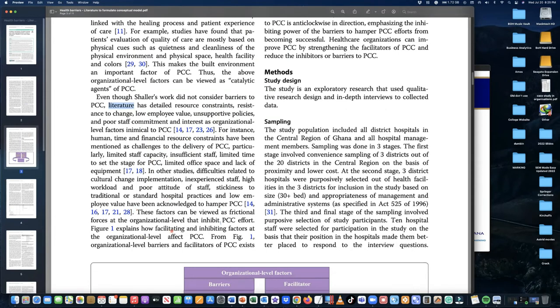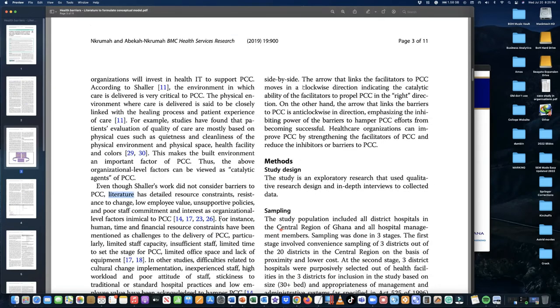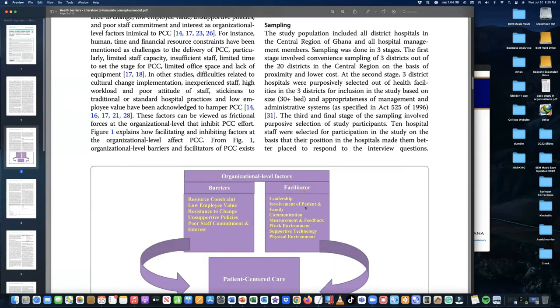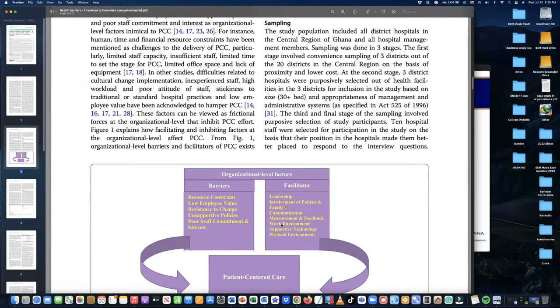figure 1 explains how facilitating and inhibiting factors at the organizational level affect the PCC. From figure one, organization level barriers and facilitators of PCC exist side by side. The arrow that links the facilitator to PCC moves in the clockwise direction, indicating the catalytic ability of facilitators to propel PCC in the right direction. What's he trying to say? Because this one has leadership and the higher organizational value, these are the people who make decisions concerning this one. So they can push the arrow.